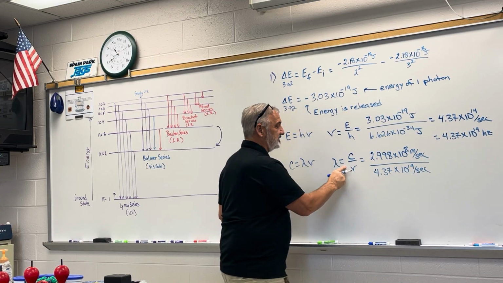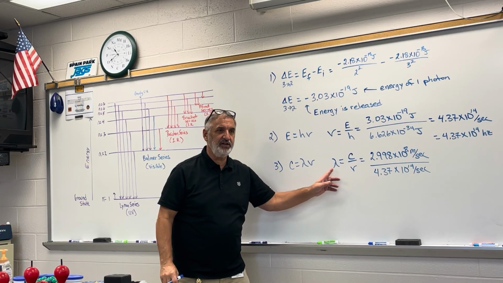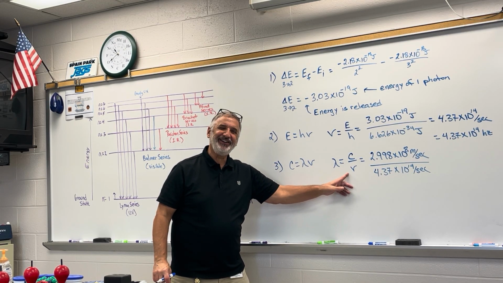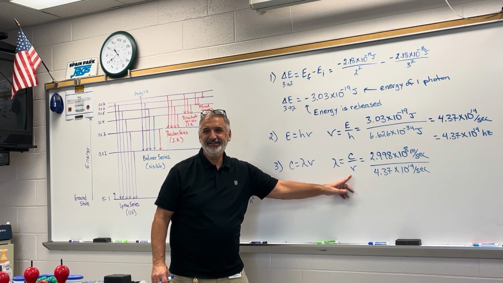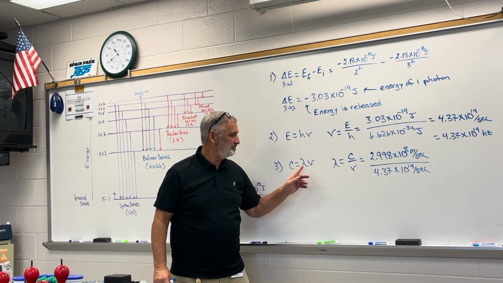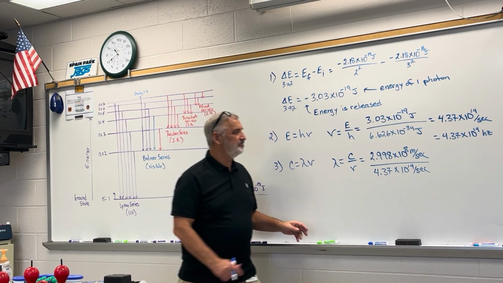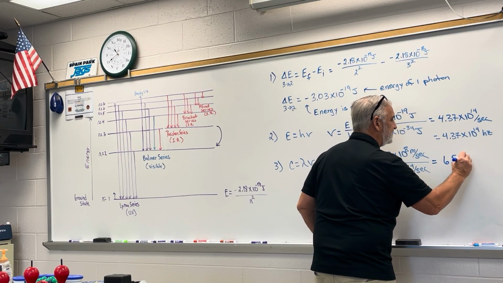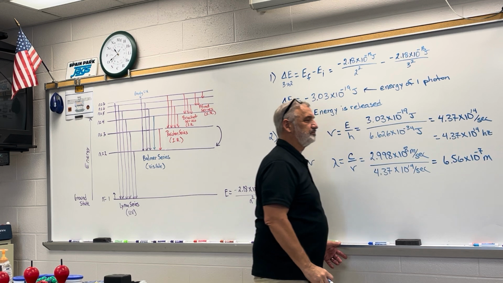Okay, sorry, now notice I put lambda and lambda. Hopefully you guys did it right. Didn't follow mine. Yes, just followed my error right over the cliff right there. Okay, I put lambda, it's supposed to be c over nu. Lambda is equal to c divided by nu. So when you divide all that out, it comes out to 6.56 times 10 to the minus 7th meters.